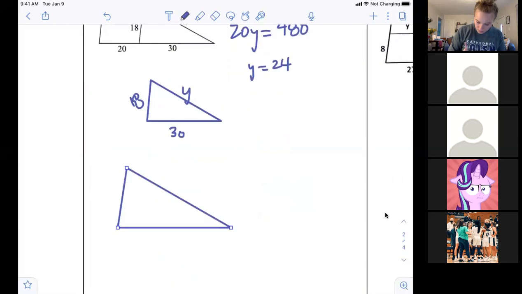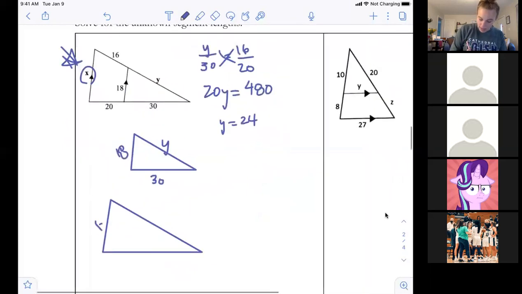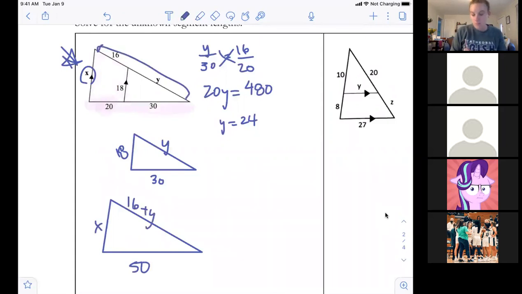Now I'm going to do the other part. This time I know the bottom's x, but the side is not 20. It's not the little trapezoid; I drew the entire big triangle. So it's going to be 20 plus 30, which is 50. And the other side is 16 plus y. Now we actually do know what y is. Y is 24 in both of these cases, which means the entire diagonal side of the big triangle is 40. Again, we did this a lot back when we did our similar triangles. Can someone set up an equation for me to solve for x?